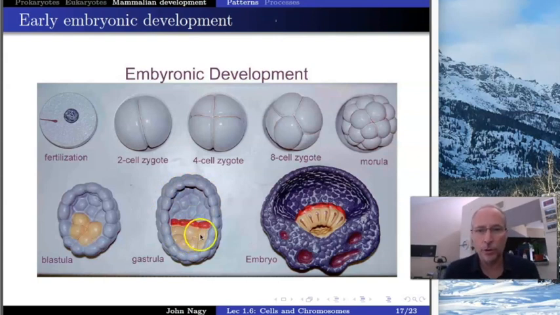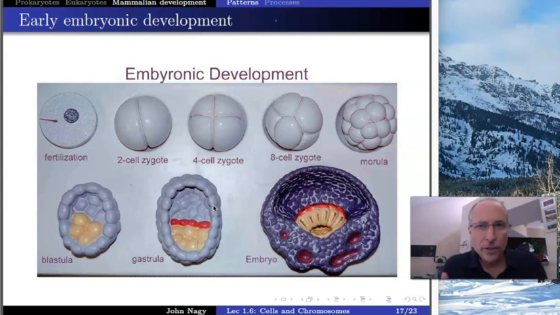For example, the endoderm cells, which are shown in yellow here, are going to become the gut and some of the accessory structures to the gut that are going to secrete things into the gut during digestion. The mesoderm will give rise to things like muscles and tendons and so forth. The ectoderm will give rise to the skin and the brain and things like this.